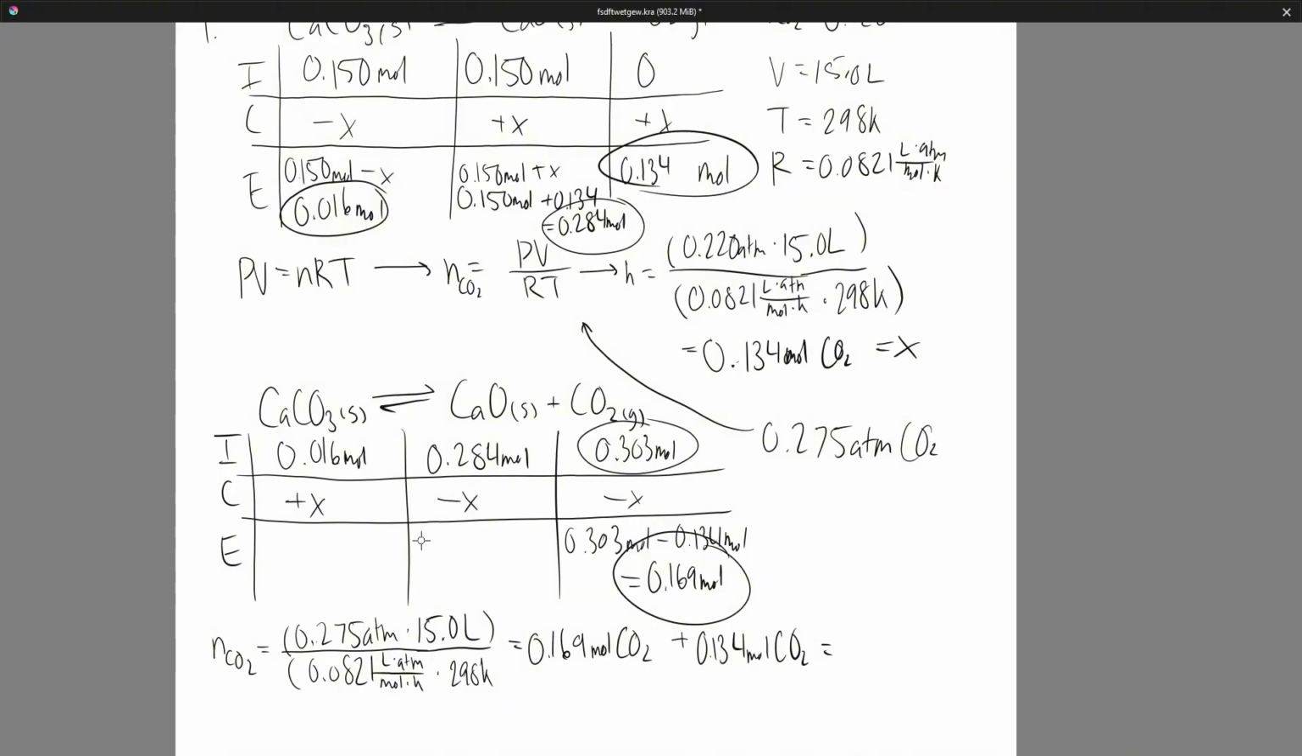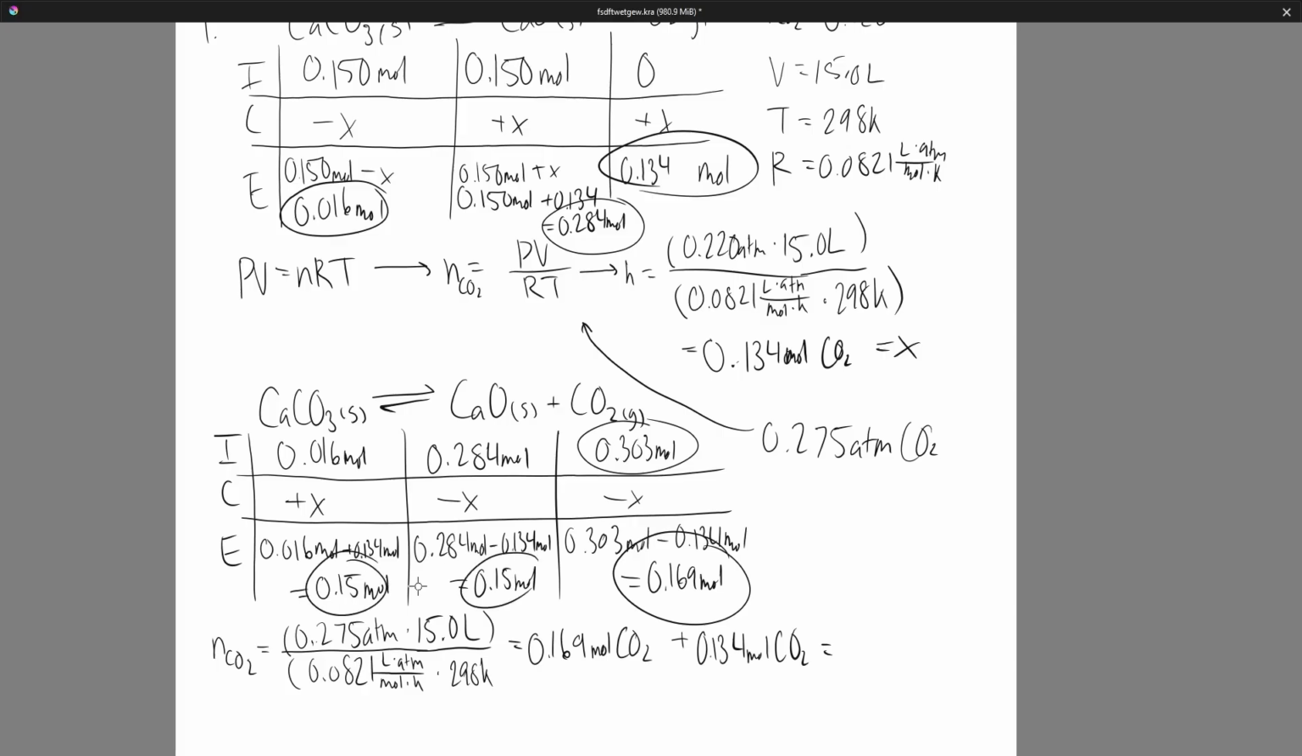So here we do the same, subtract 0.134 moles, and here we add it, plus 0.134 moles, just squeeze it in there. So with that, it actually turns out to be the exact same answer for both of these. So 0.15 moles, 0.15 moles.